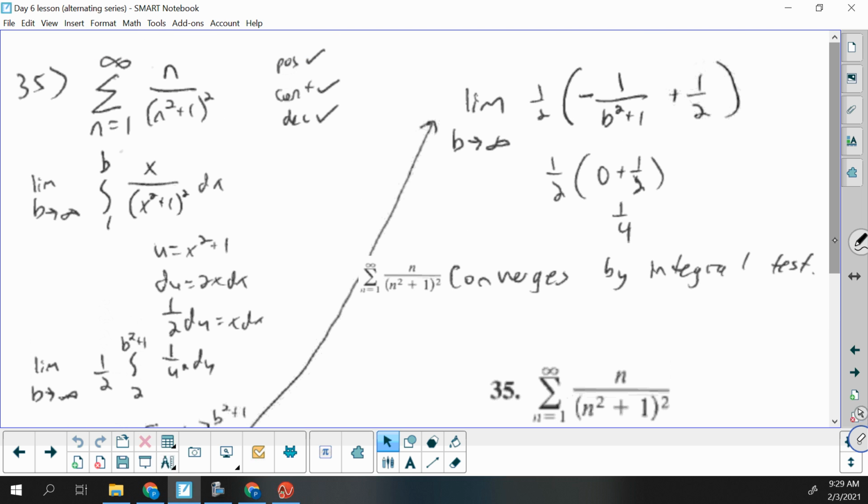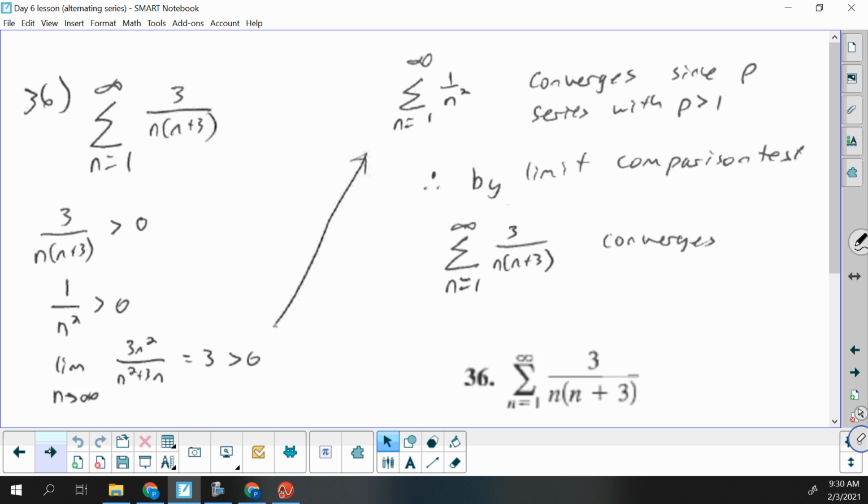So if we go back up here and sub the b squared plus 1 and the 2 in, as b goes to infinity, that first fraction is going to go to 0, so you'll have a half times a half is a fourth. So this converges by the integral test. Remember, an important thing with the integral test is all it tells us is it converges, because it went to a finite number. Our series does not necessarily converge to 1/4. The integral test just tells us that the series does the same thing as the integral does, so we just know the series converges, but not necessarily to what number.